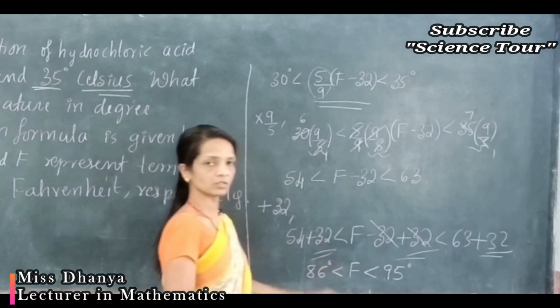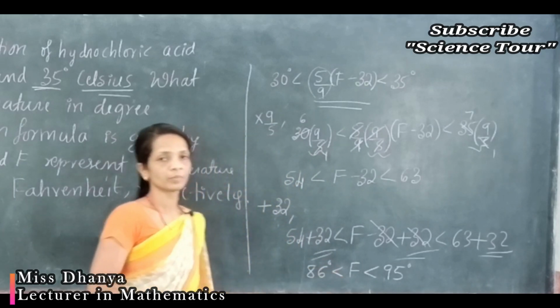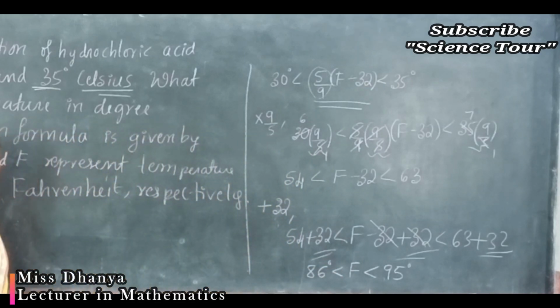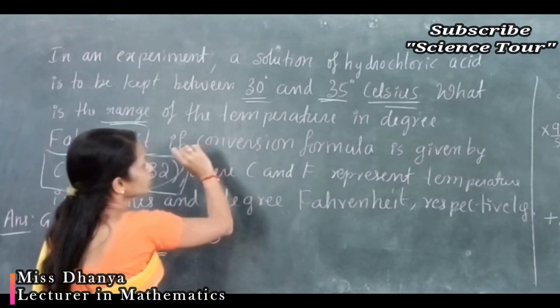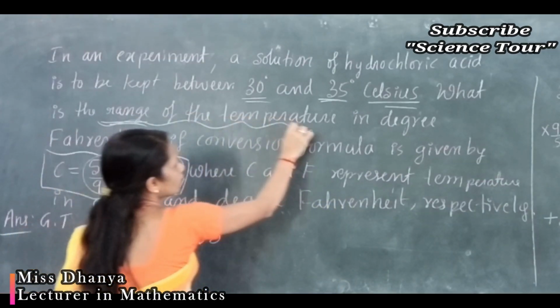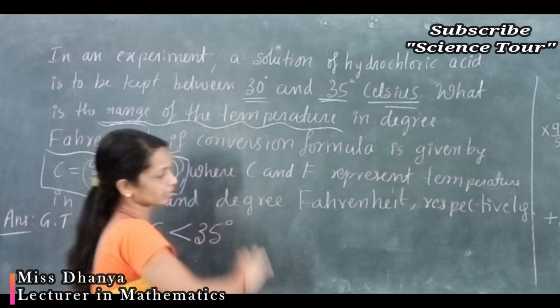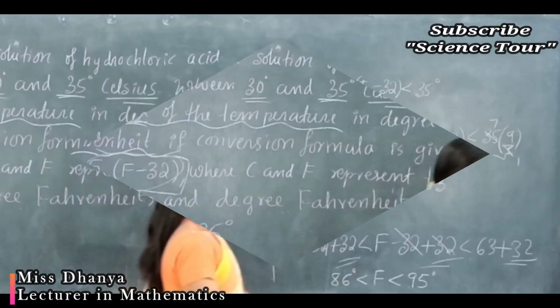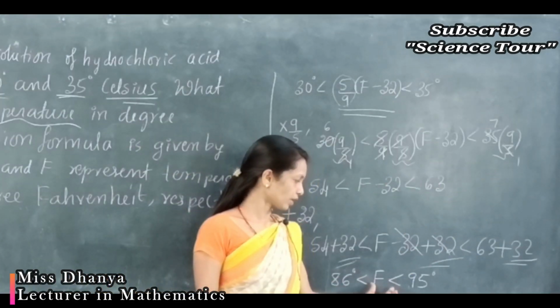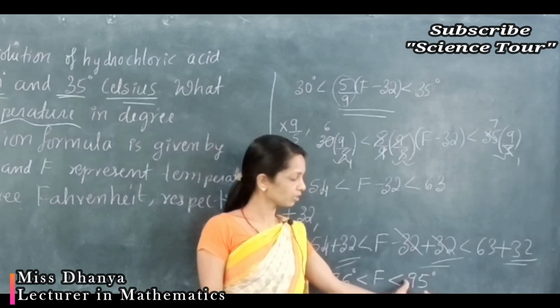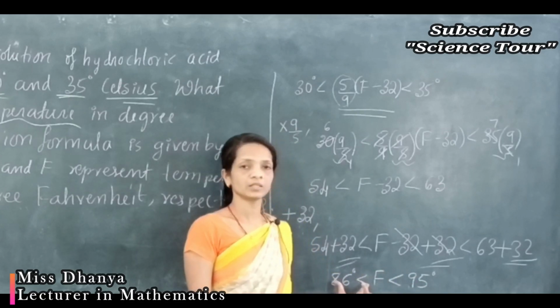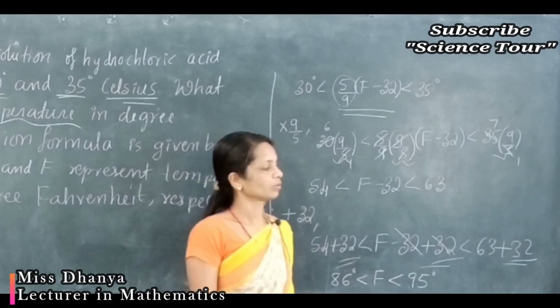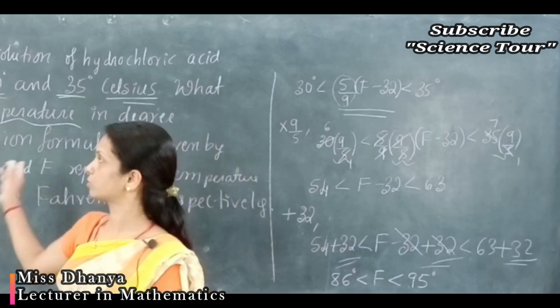What is this? This is the range of that temperature in degrees Fahrenheit. We are asked to find the range of the temperature in Fahrenheit. We got the range of temperature in Fahrenheit: it should be less than 95 and greater than 86. So this is the answer for this question.